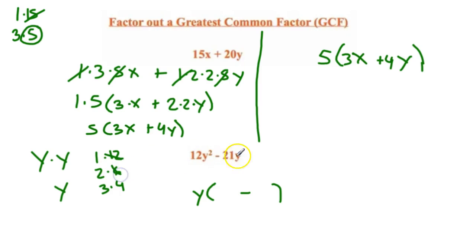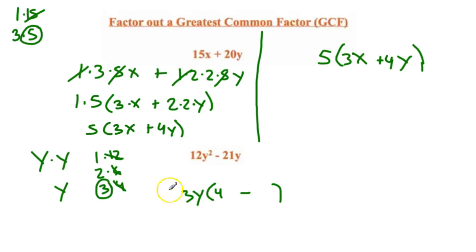Nope. 21 divided by 4? Nope. How about 21 divided by 3? Well, 21 divided by 3, you can do that. So I'm going to use this 3. So I put a 3 over here. So now the numbers. We have to divide this 12 by 3. 12 divided by 3, well, that is 4.